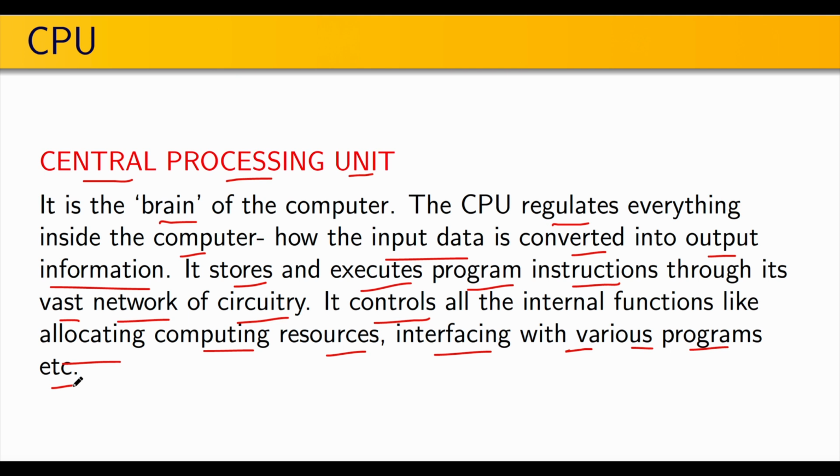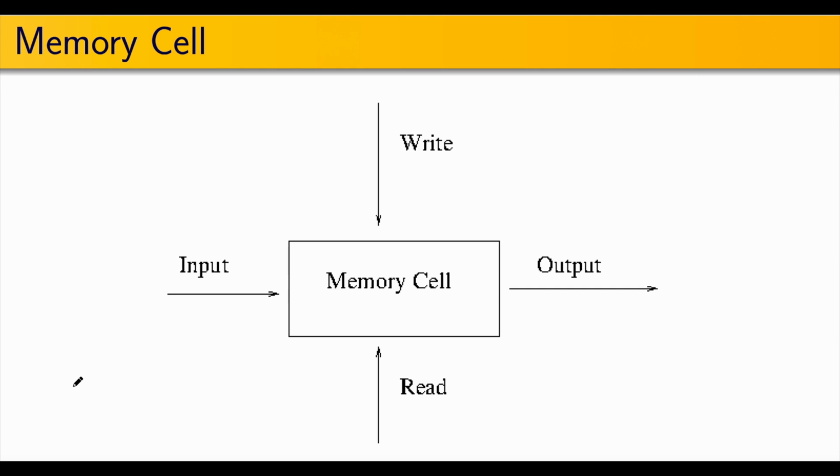What is written here we may not be able to appreciate right now, but as we progress we will see what all these things mean. A very important concept in computers is a memory cell. This is a memory cell. I have just drawn a schematic diagram of a memory cell. So what does the memory cell actually do? There will be an input here. The input has to be written to the memory cell, so there will be some mechanism through which this input will be written into the memory cell.